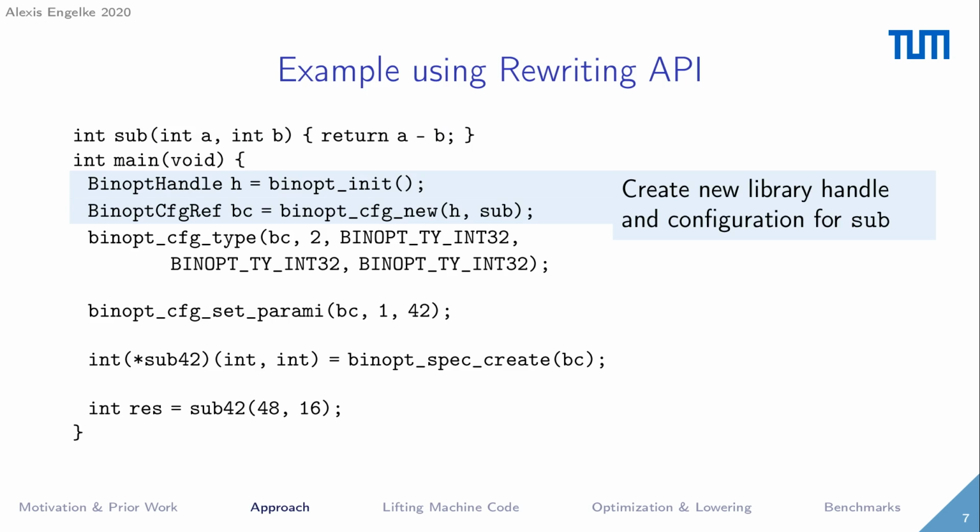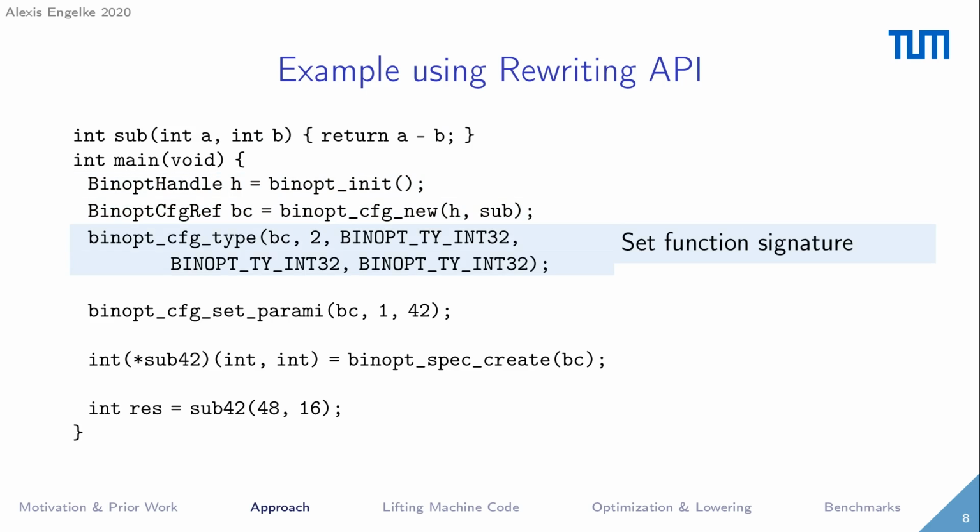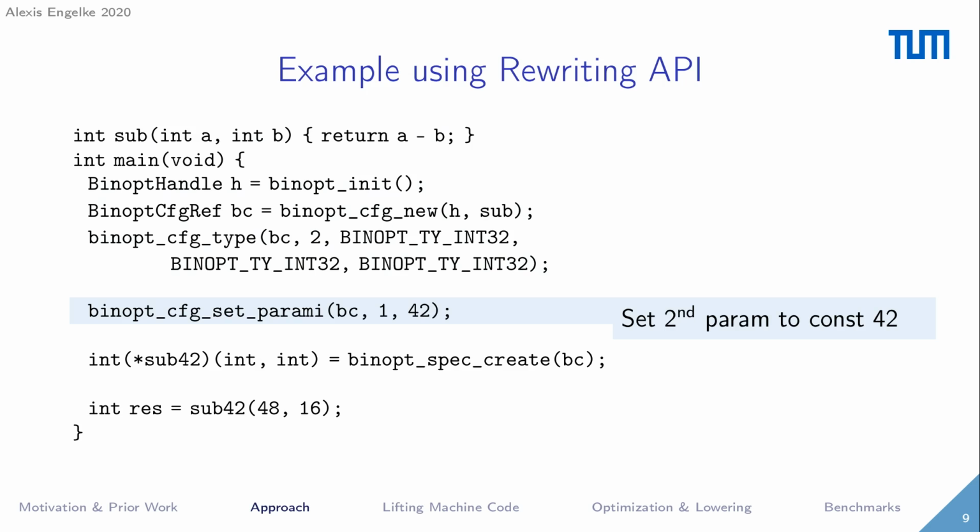We get back a configuration object where the optimization can be configured. Next, we need to specify the signature of the function. In this case, sub returns a 32-bit integer and takes two 32-bit integers as parameters. In future, this information may also be fetched from debug information sections like DWARF or CTF. Now we can specify our runtime knowledge. We can mark memory regions as constant or, as in this case, specify constant parameters. Here we specify the second parameter as a constant integer 42.